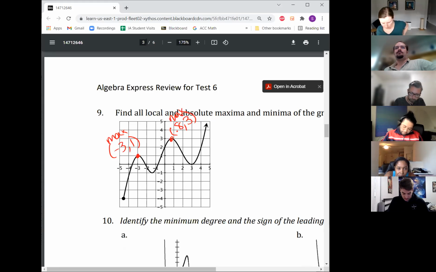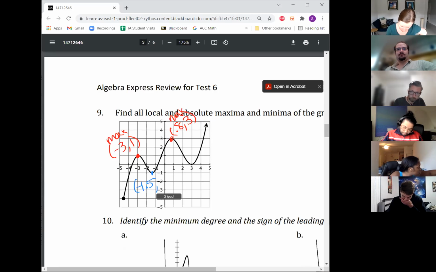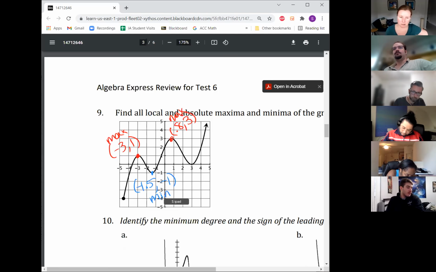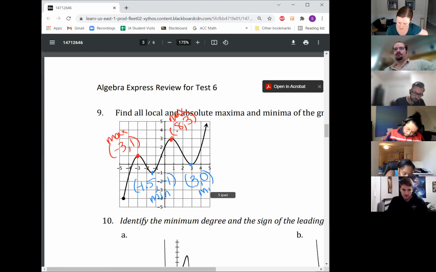So what were our minimums? Is that like a negative 1.5? Yeah, negative 1.5, comma negative 1. And that's our local min. Any others? 0,3. Other way, 3 is the x. So 3,0. That's our other local min.